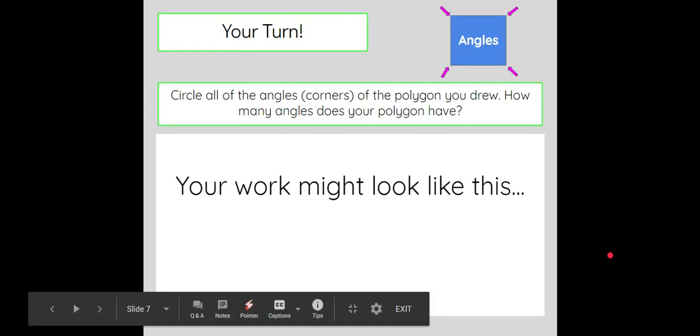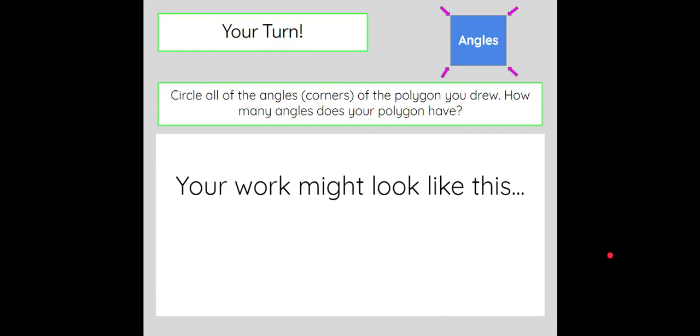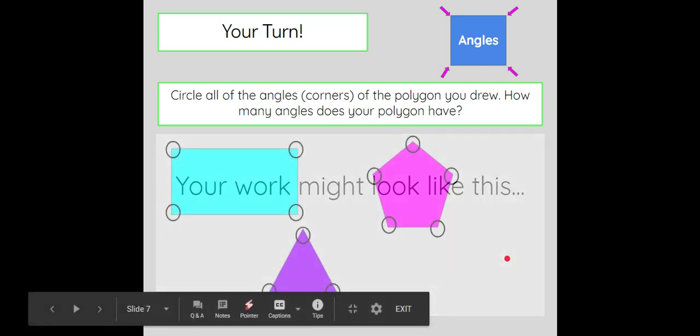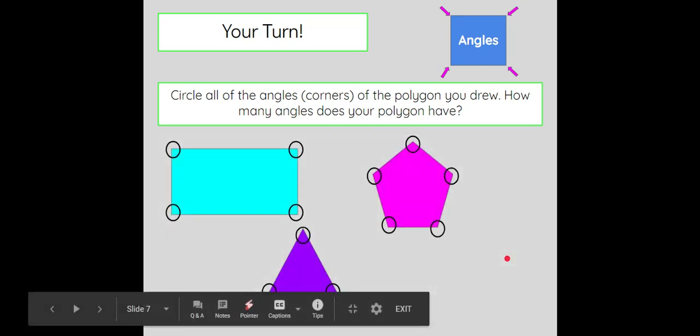Your turn. So you're going to circle all of the angles or corners of the polygon you already drew. How many angles does your polygon have? Write it next to your polygon that you drew. So your work might look like this. You might have circled the angles or just counted them up. Here we have 4, 3, 5.